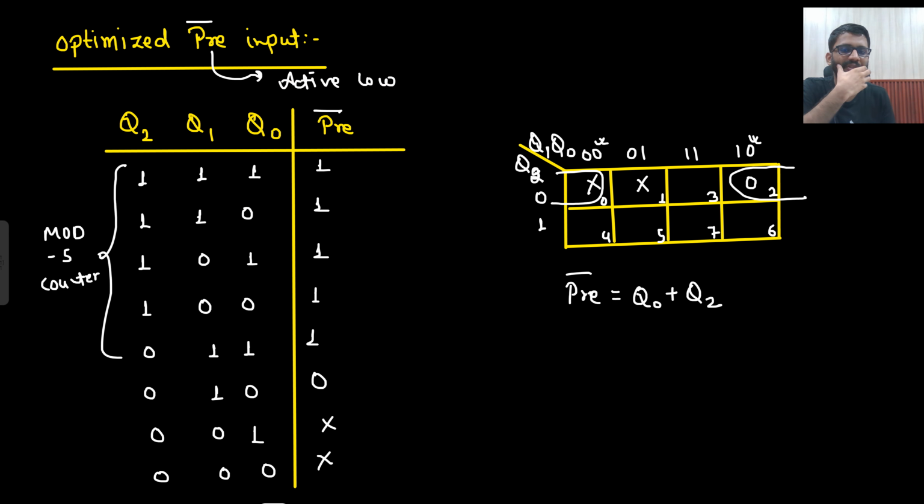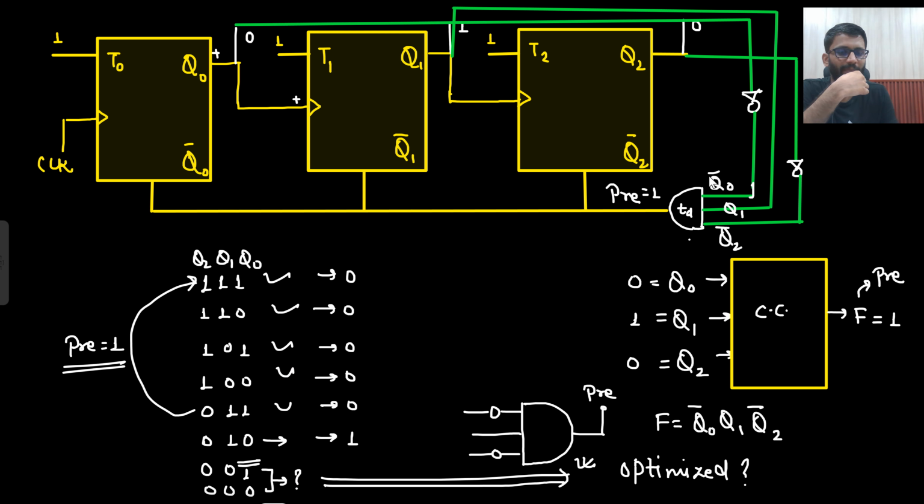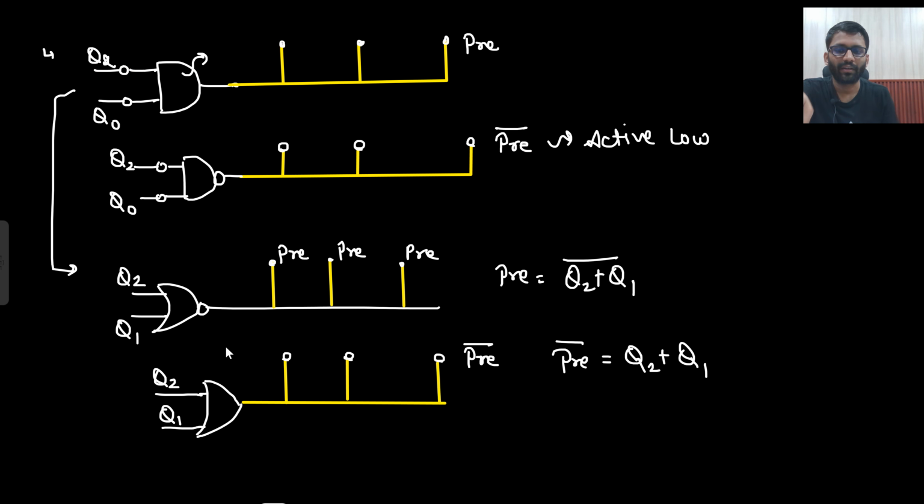A lot of times these kinds of questions are asked. They will make a black box here and ask which gate you should use. 2 input, which gate you should use? You should use a 2 input NOR gate, right?